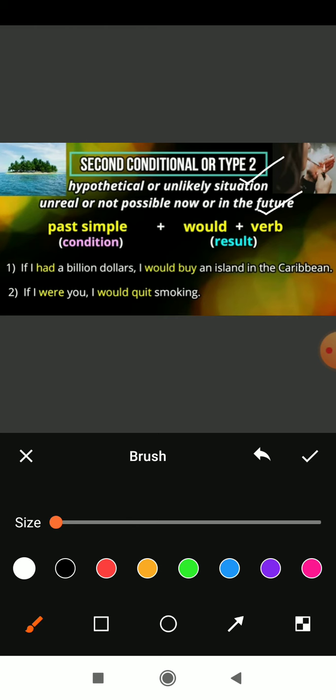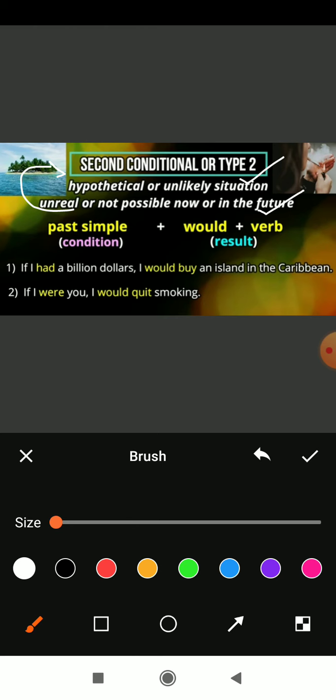The definition says that any situation which is not possible, which is never going to occur, always comes in the second conditional clause. Write it down in brackets: never or won't happen. This kind of sentence comes in the second conditional, or type 2. So what is the formula of the second conditional clause?